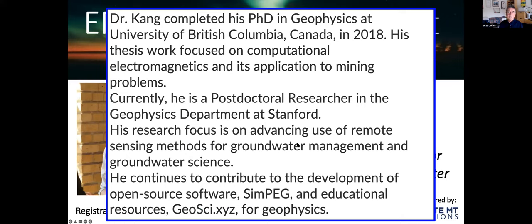So Seogi did his PhD at UBC in 2018 on computational EM applied to mining problems, and is a postdoc at Stanford. His research focus is in remote sensing methods for groundwater management and groundwater science. And he continues the development of open source software, SimPEG, we had a talk from Lindsey a couple of weeks ago, and GeoSci and others. So I'll now stop sharing, Seogi, and hand over to you.